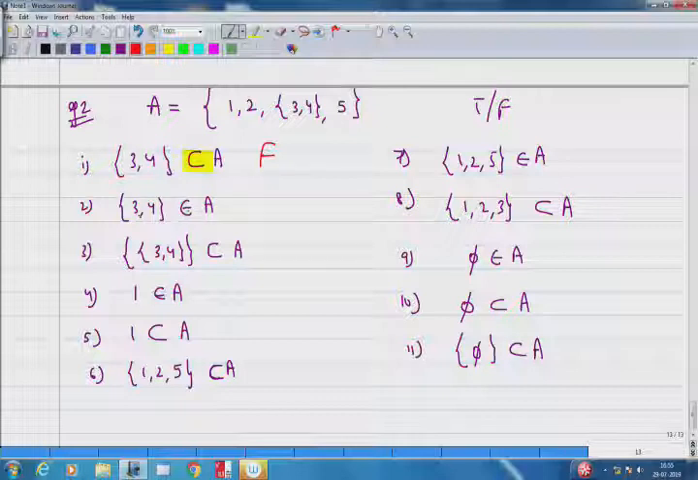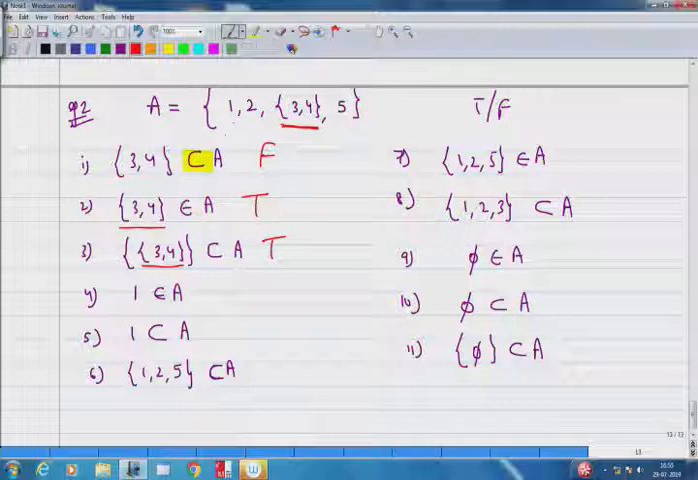If we talk about the second one, the symbol is belongs to. This symbol belongs to means it should be an element, and 3, 4 is directly present as it is over here. So 3 comma 4 is an element of A, this is true. Third one, 3 comma 4 was the element as it is rightly present, but we have placed curly braces again, then it becomes a subset of A. So this is true.